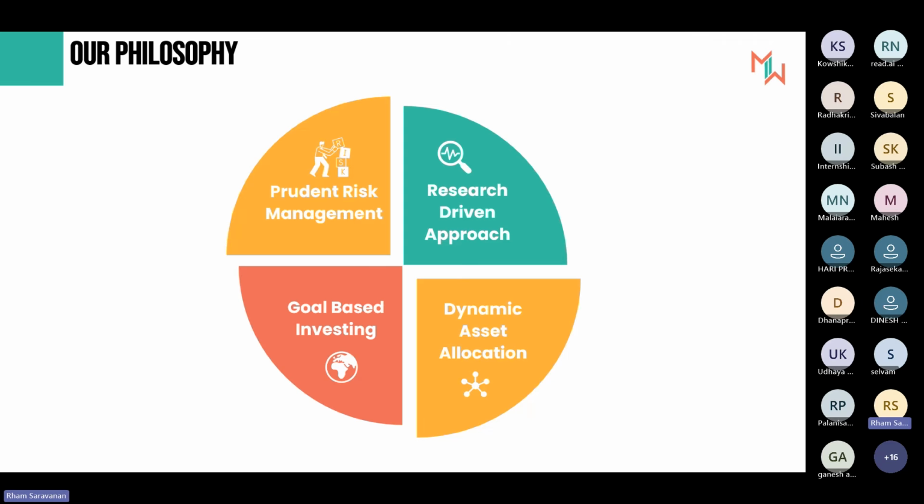Then, as stated by Sir, there is goal-based investing. We don't invest money in isolation. We invest for life goals, whether it's a child's education, buying a home, or retirement. Every rupee has a purpose and a time horizon. Finally, it's dynamic asset allocation, the way we work. Markets change, cycles shift, and portfolios must adapt. We strike a good balance between equity, debt, precious metals, and other asset classes, so that risk and opportunity remain aligned with each investor's journey. Together, these are the four pillars that ensure steady, sensible wealth creation without chasing shortcuts, right?